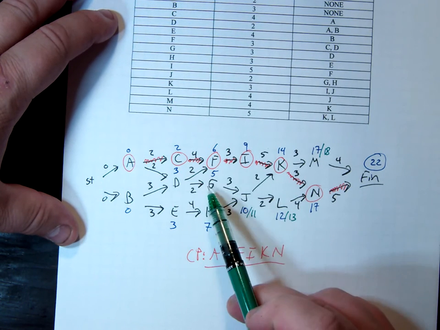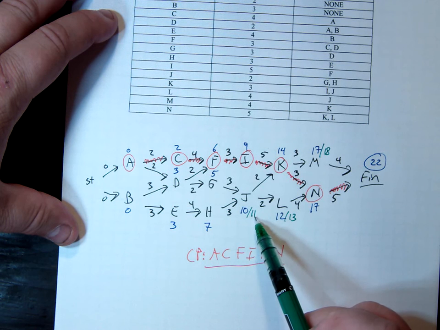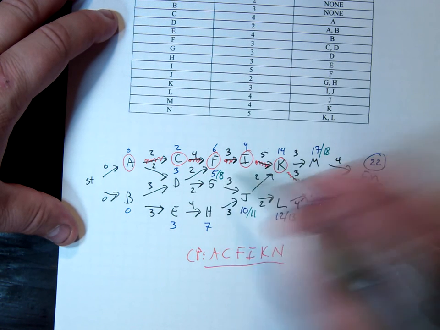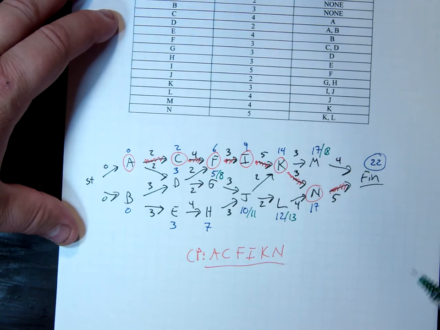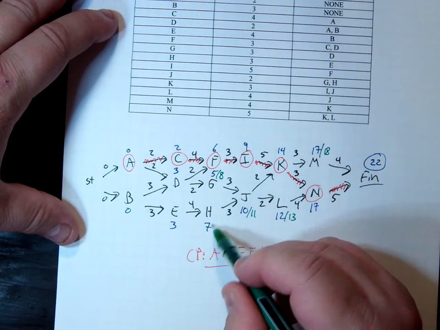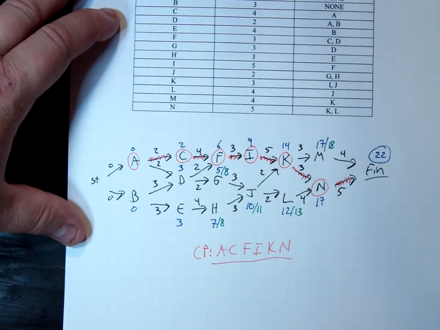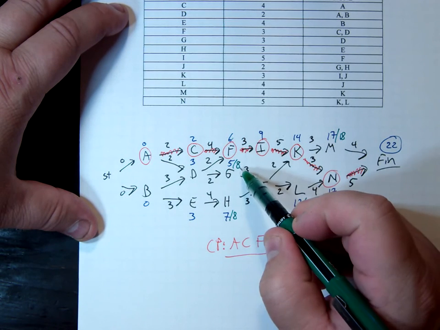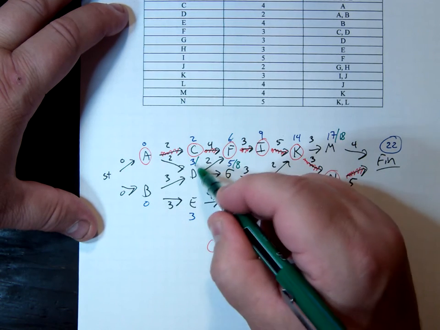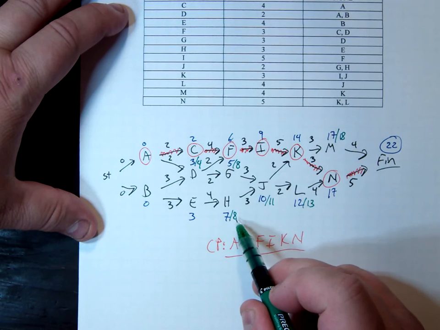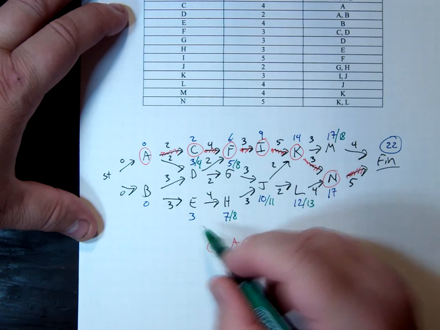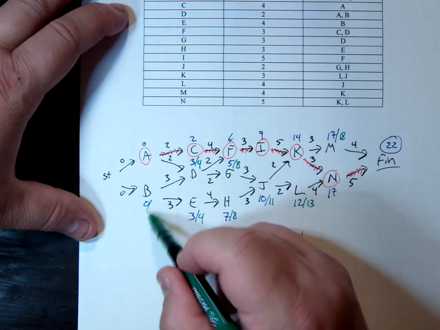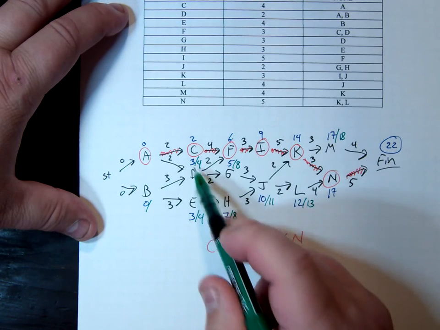Now G only has to worry about J, so it has to be done by 11. 11 minus 3 is 8, so he has a lot of leeway on that. 11 minus 3 is 8 for this guy also. Here, D has to be done by 6, so the 6 is more important than the 8. 6 minus 2 is 4. E has to be done by 8. 8 minus 4 is 4. And then 4 minus 3, B could start, well, they're both 4, so 1.